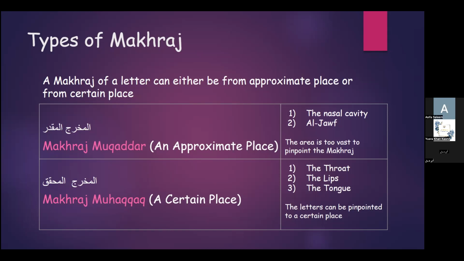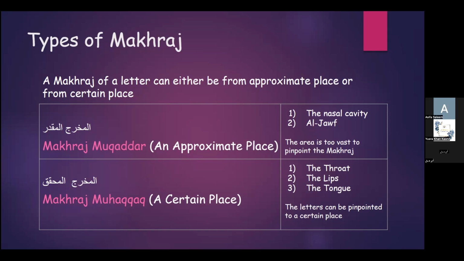So the sound of the letter passes through the whole passage. It's not coming from one particular certain place. Therefore, the makhraj is categorized as an approximate place.